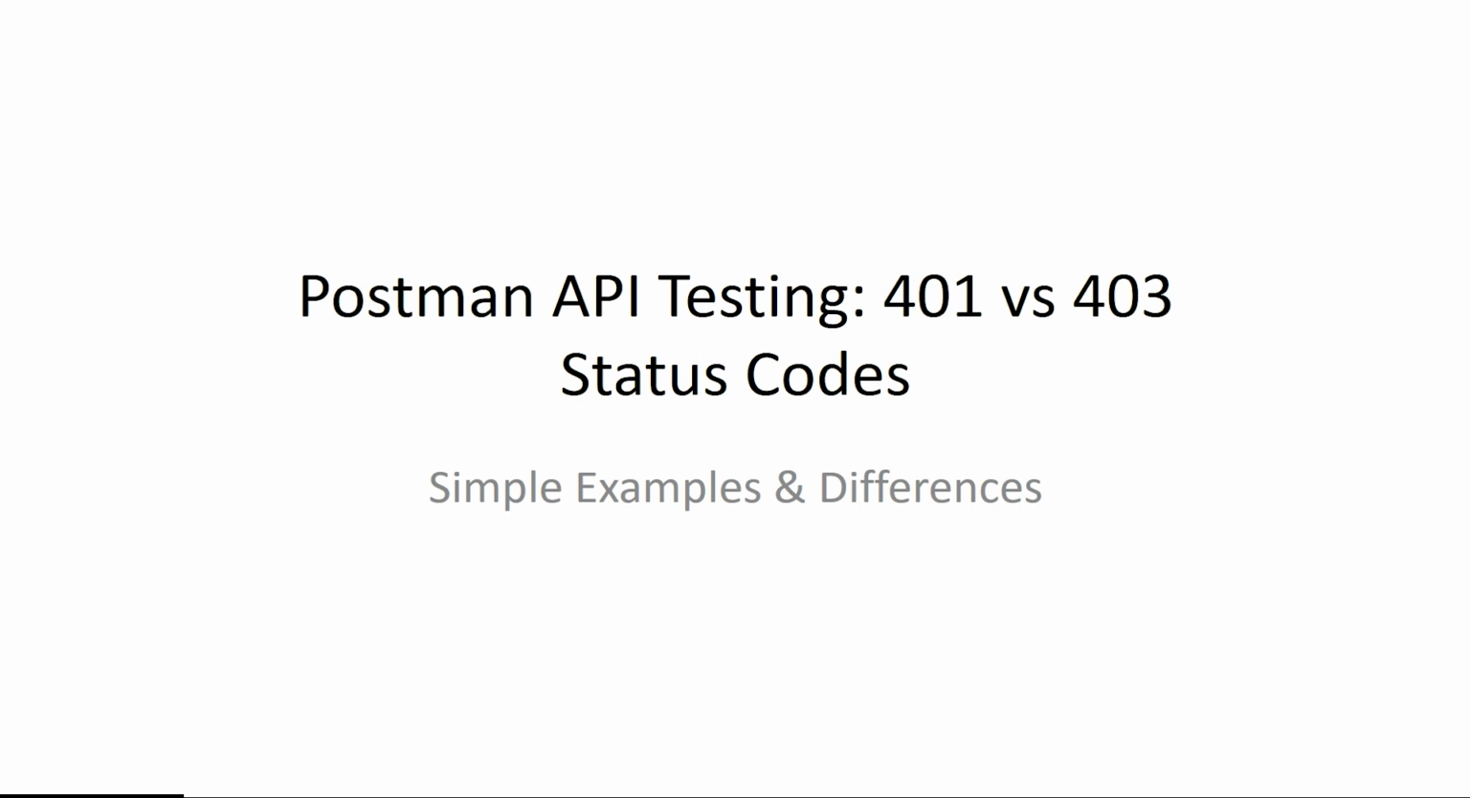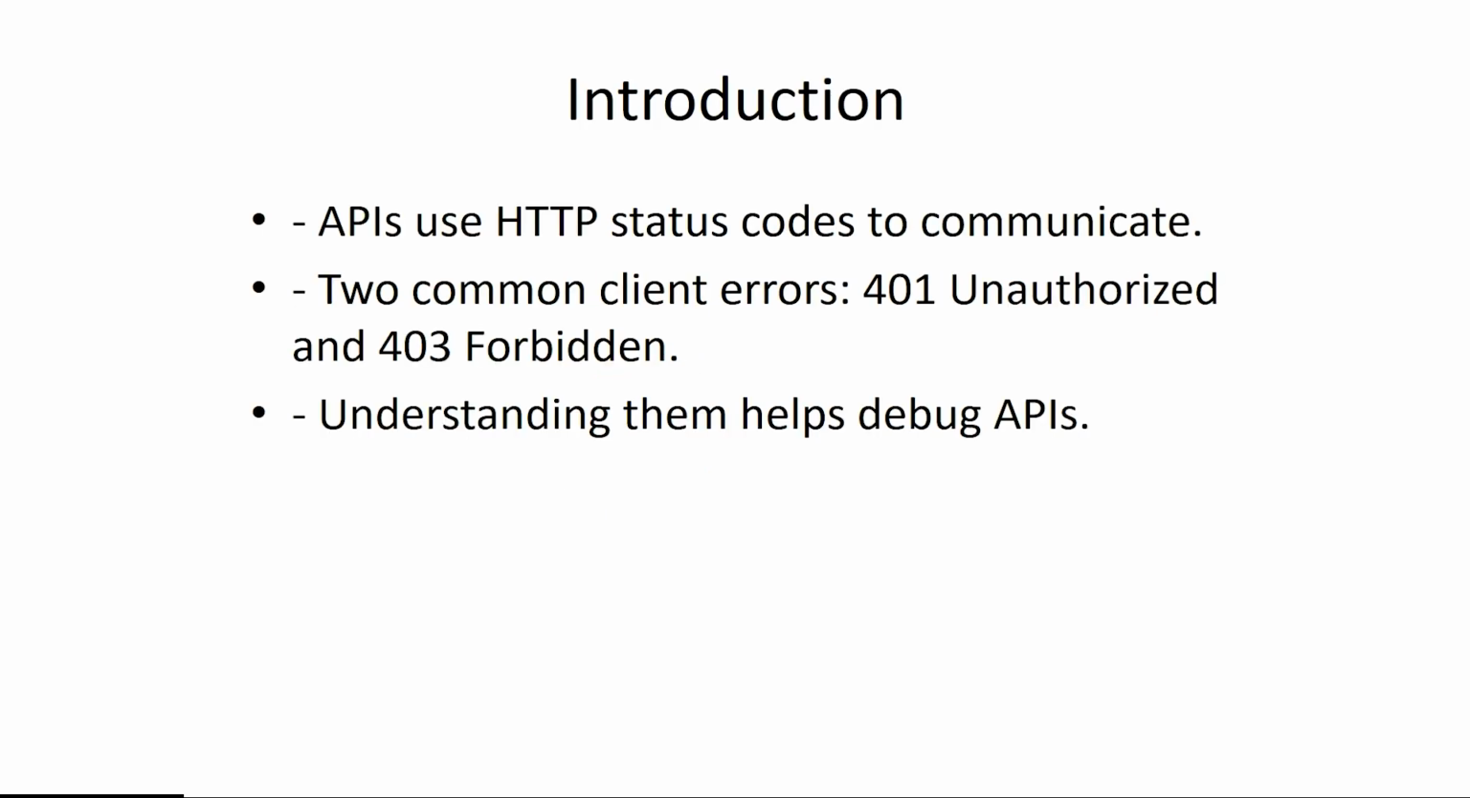Today in this tutorial we are going to talk about Postman API testing 401 and 403 status codes. So let's begin. This is the introduction. APIs use HTTP status codes to communicate. For communicating, APIs use HTTP status codes, and these are the HTTP codes: 401 is unauthorized and 403 is forbidden.